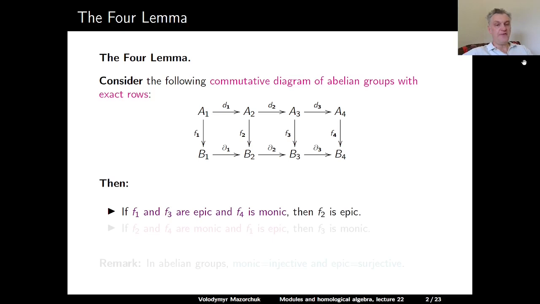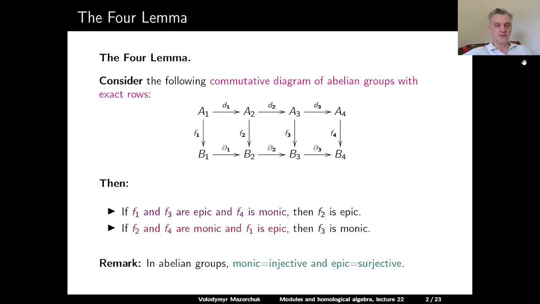Claim 1: if we assume that f1 and f3 are epic and f4 is monic, then f2 is epic. Claim 2: if we assume that f2 and f4 are monic and f1 is epic, then f3 is monic. Remark. Please recall that for abelian groups, monics are injective and epics are surjective.